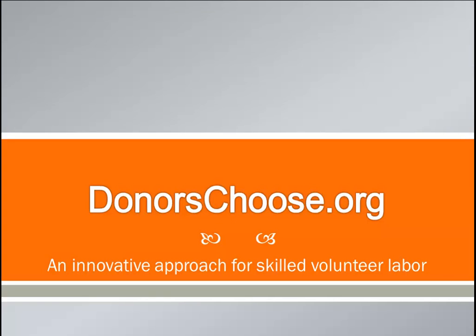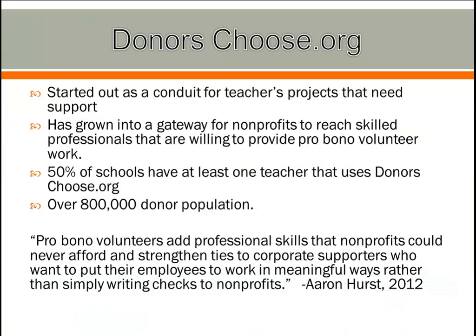So here's the example I have: DonorsChoose.org. Really innovative approach for skilled volunteer labor. Very similar to the Mail-In Foundation, it started out as a sort of conduit for teachers' projects that needed support. Teachers would have an idea for a program or service, and they would post it to this website, and it was a way for funders and donors to search and find programs that they wanted to support. And it's really sort of morphed and grown into this gateway for nonprofits to reach skilled professionals that are willing to provide pro bono volunteer work.